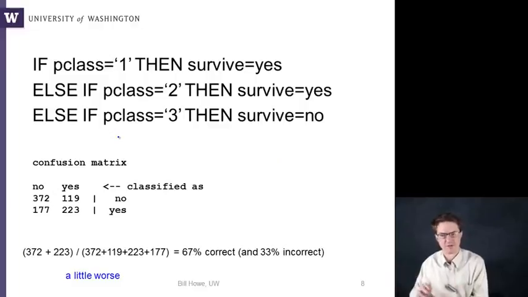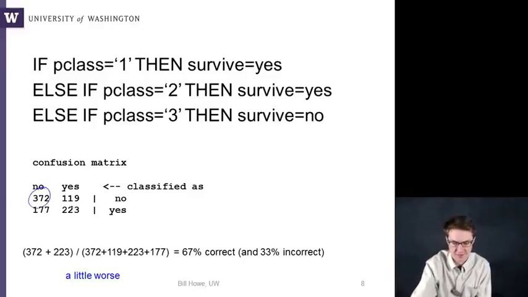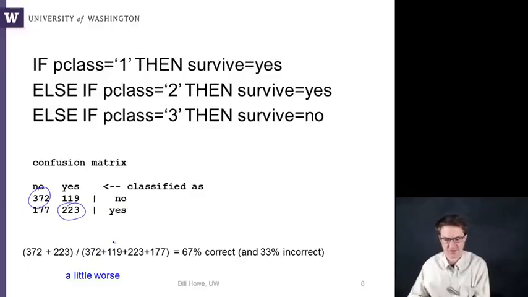But here's just another example of a simple rule just for class itself. If you're in first class, then you survive. If you're in second class, then you survive. But if you're in third class, then you don't. And so now, we can build the confusion matrix again. Remember, the confusion matrix is just the class label, so it's still just no and yes and no and yes. And how do we do here? Well, the diagonal tells us 372 plus 223 over the total number is only 67% correct. So it's a little bit worse.